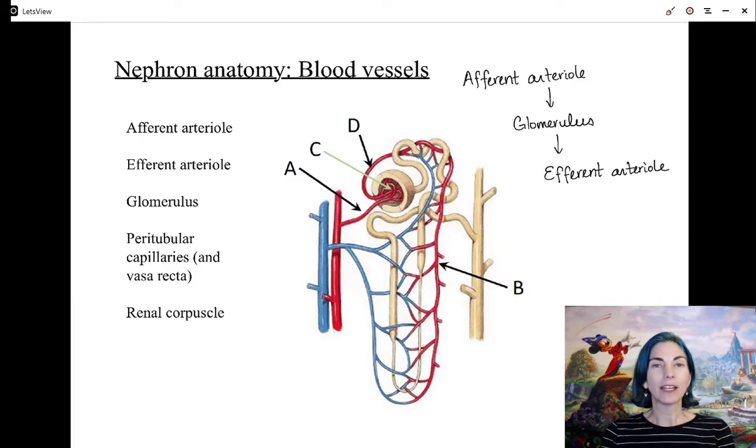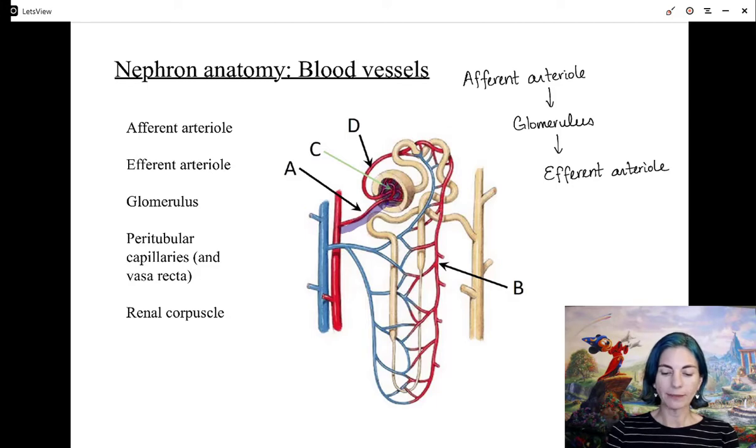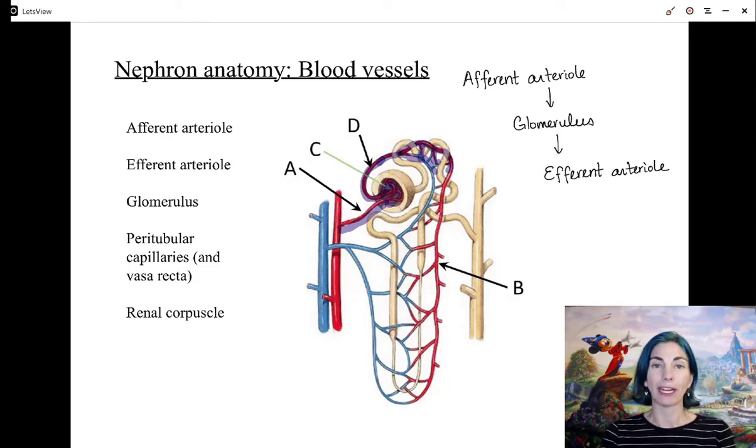Blood comes in to a nephron by way of the afferent arteriole. And the afferent arteriole is being highlighted here. That afferent arteriole leads into a network of capillaries known as the glomerulus, and then blood leaves by an efferent arteriole. Now that efferent arteriole is going to divide back up into a series of capillaries known as peritubular capillaries. The prefix peri means around, so these are around the tubule capillaries.